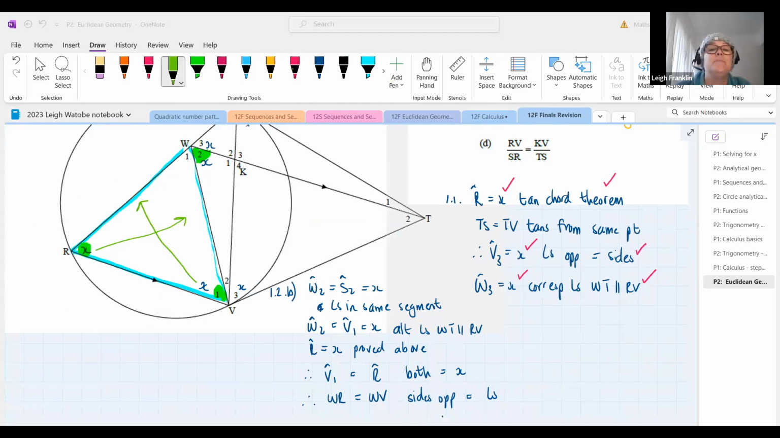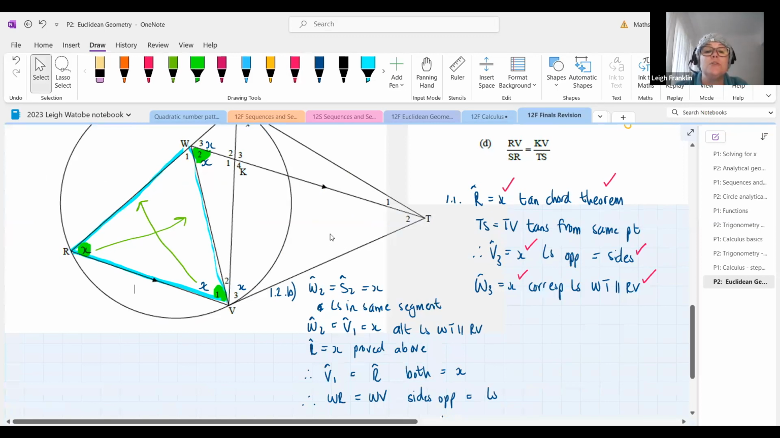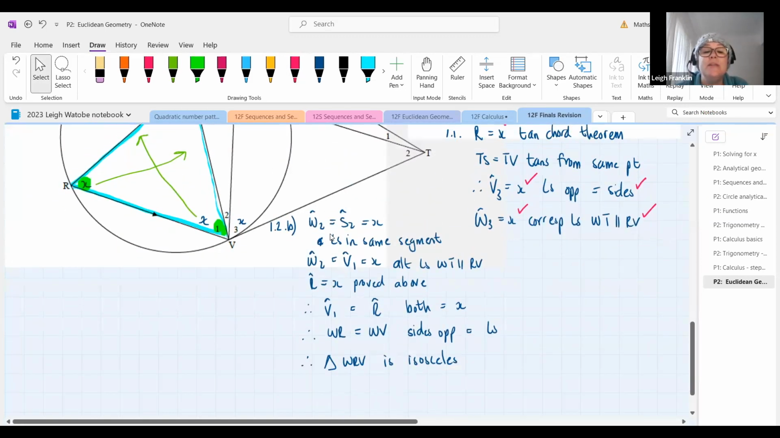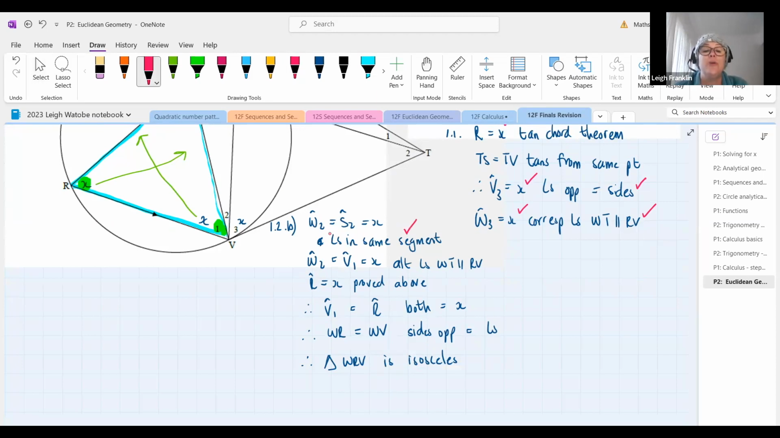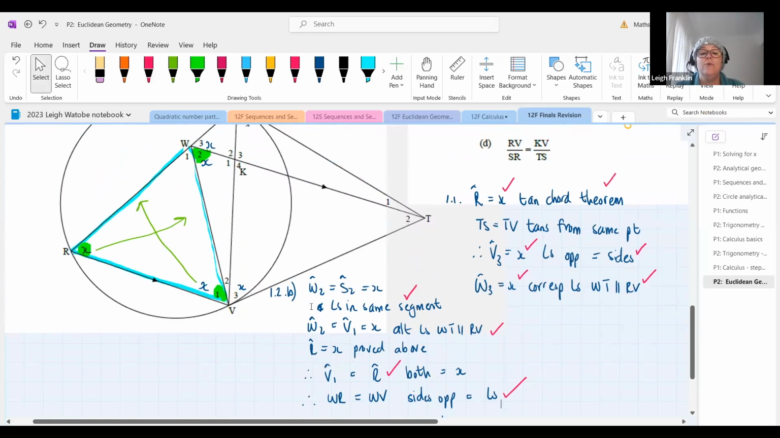Sometimes when there's lots of steps, it is very easy to get lost. So we have to make the connection to S2. We have to make the connection to V1. We have to state these two angles that are equal to one another, and then those sides and the reason: sides opposite equal angles.